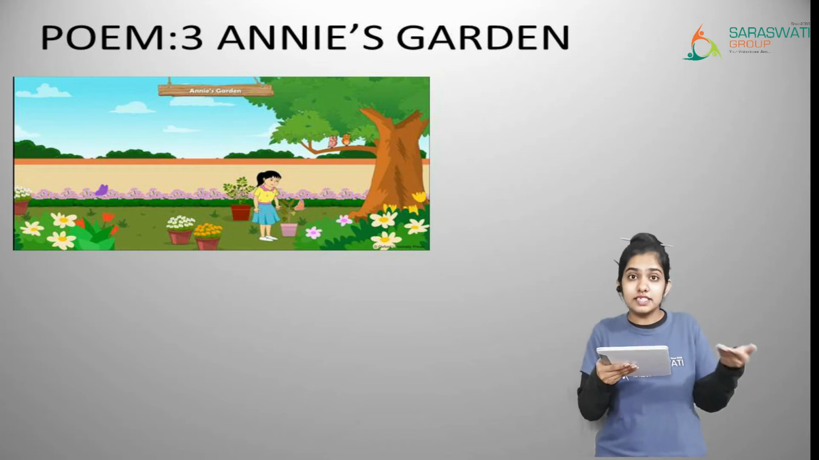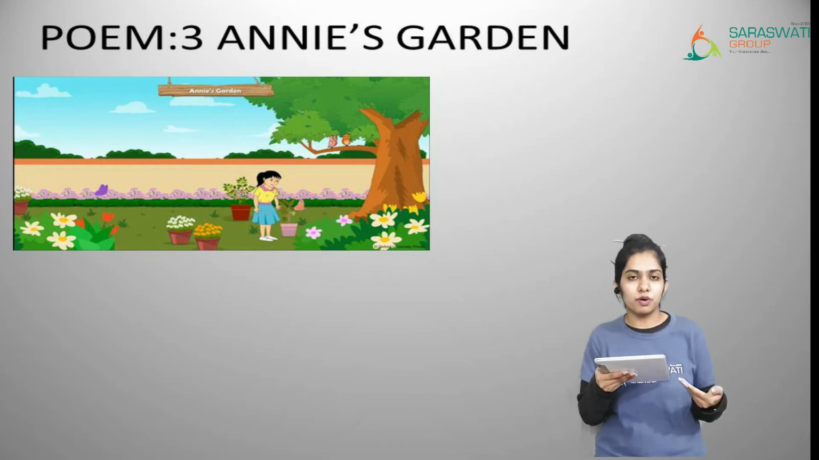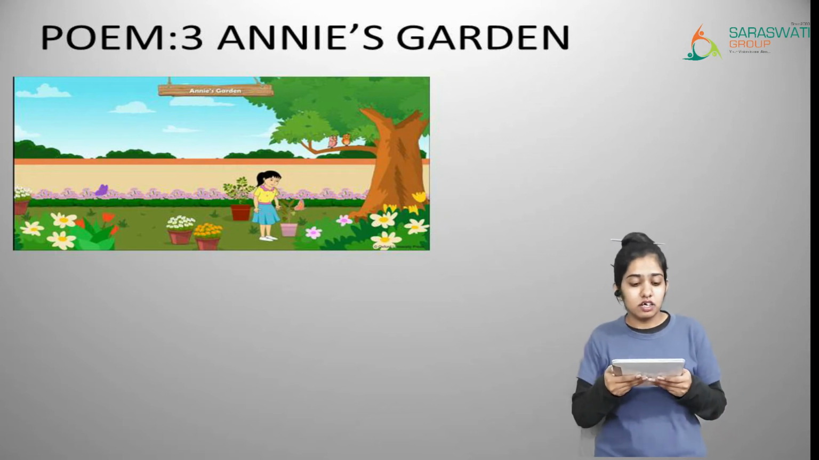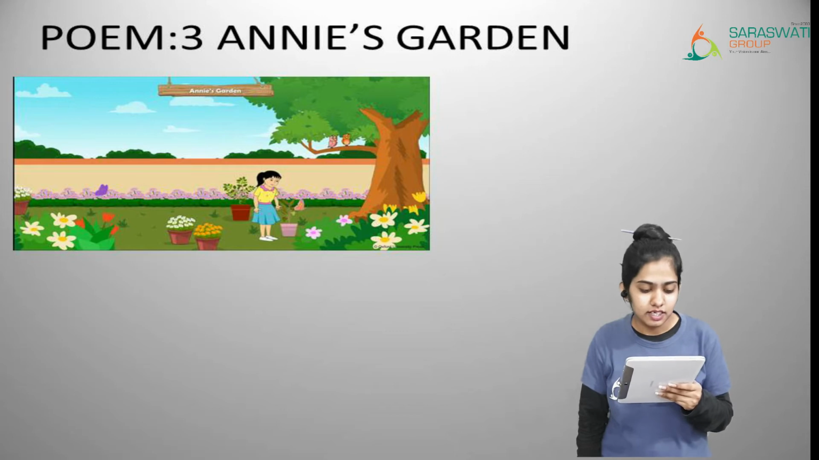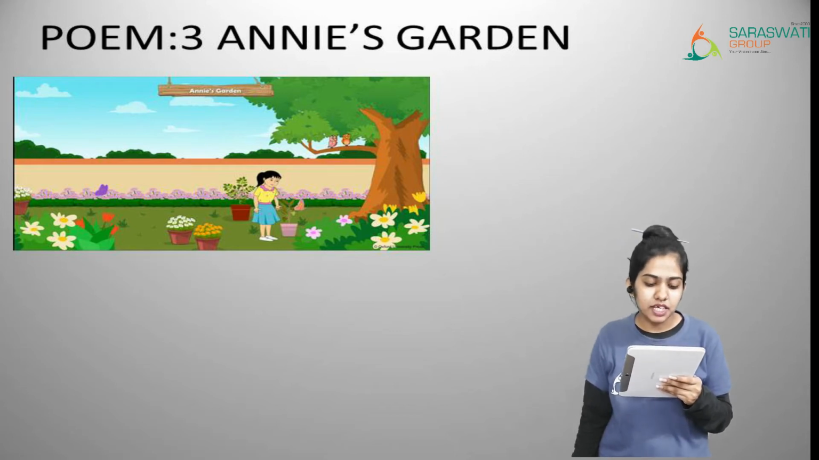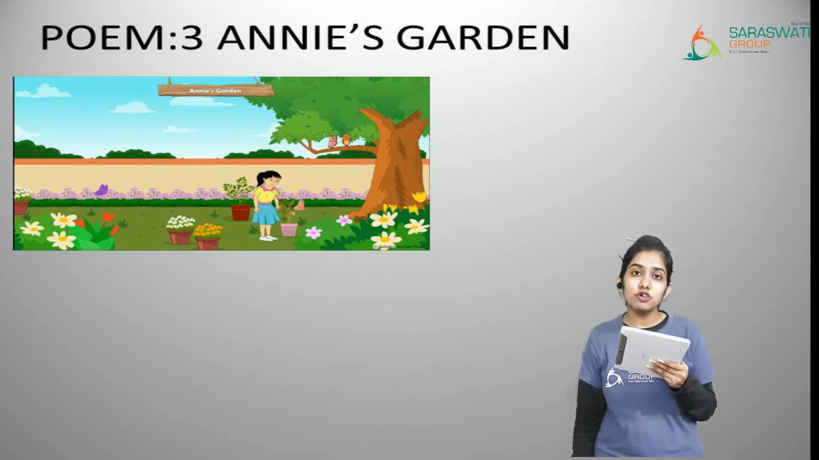So now let's get started at what the poem is about. This is a very simple and a very easy poem. In little Annie's garden, there grew all sorts of posies. She had pinks and mignonette and tulips and roses.